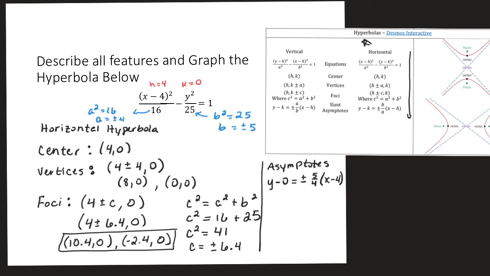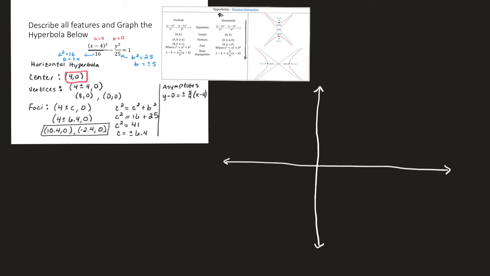Okay, now that I have all of my features, I'm going to sketch a graph of my hyperbola. First thing I'm going to do is set up my axes, and I'm going to start to plot my points of interest. First thing I'll plot is my center. Next, I'll plot my vertices. Next, I'll plot my foci. And the last thing that I need in order to be able to truly sketch my graph are my asymptotes.